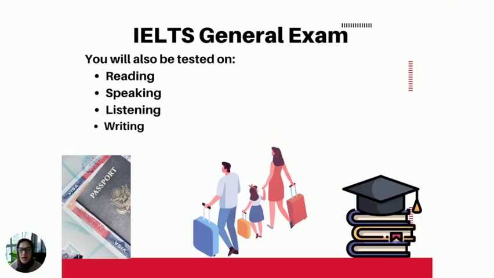So next is the IELTS General Exam. The IELTS General Exam, as I mentioned earlier, you will also be tested on 4 different parts, which include reading, speaking, listening, and writing. As I mentioned, the writing will be a bit different in this part, and the reading will be a bit different in this part. So the speaking and listening will be exactly the same as the IELTS academic exam. So just keep that in mind.